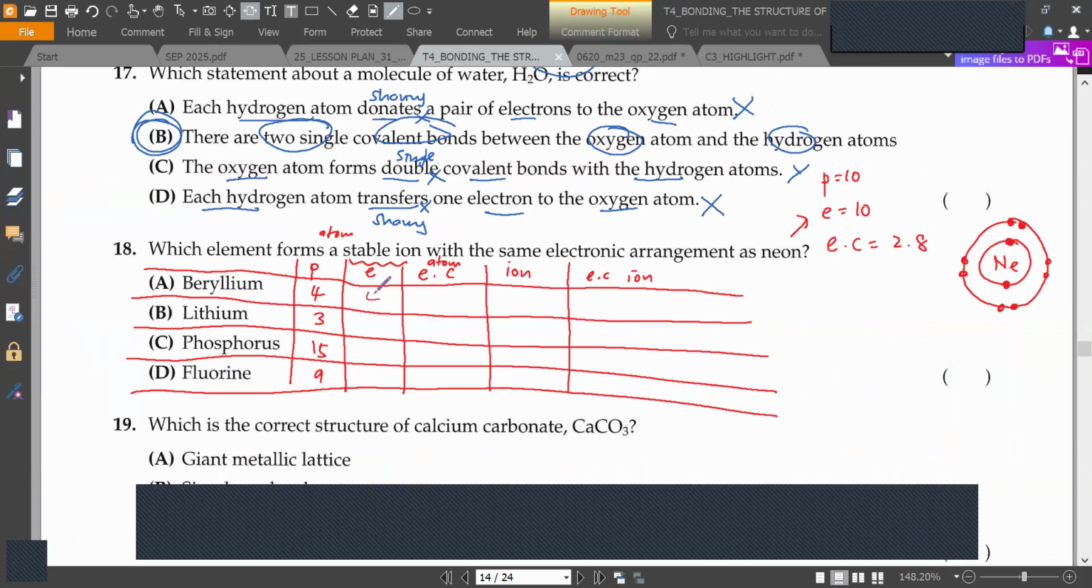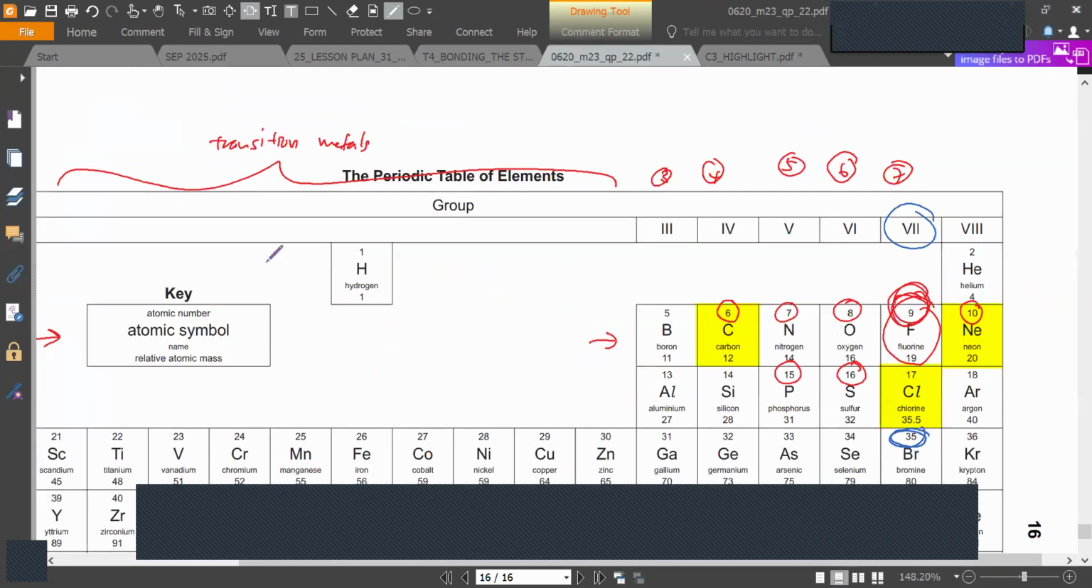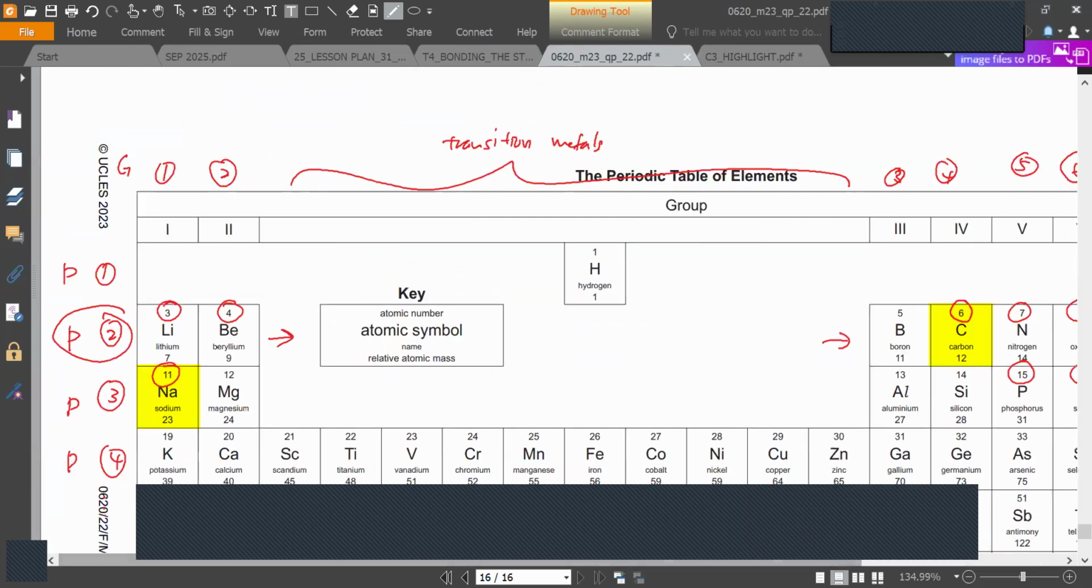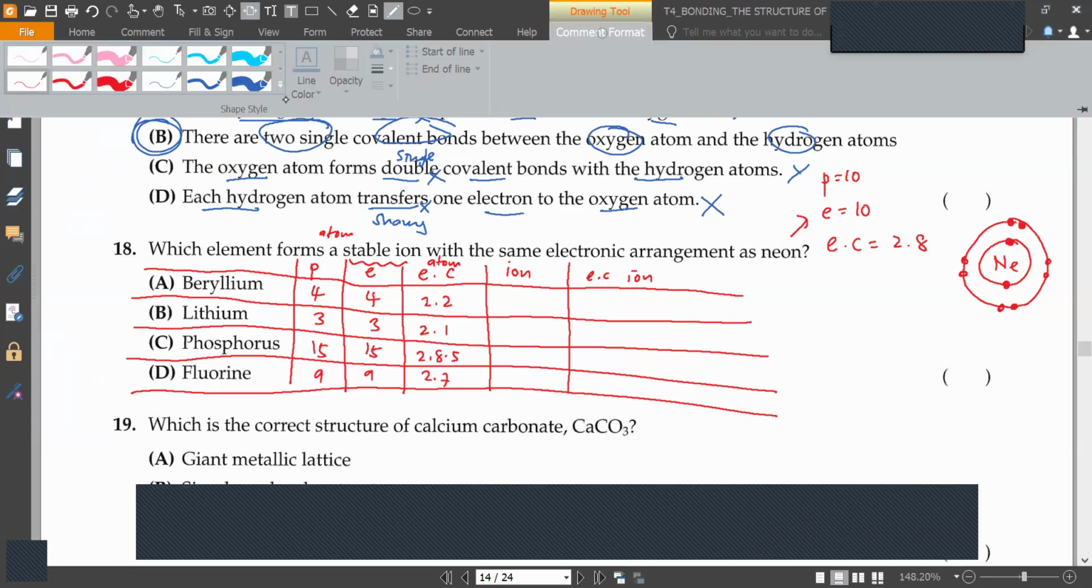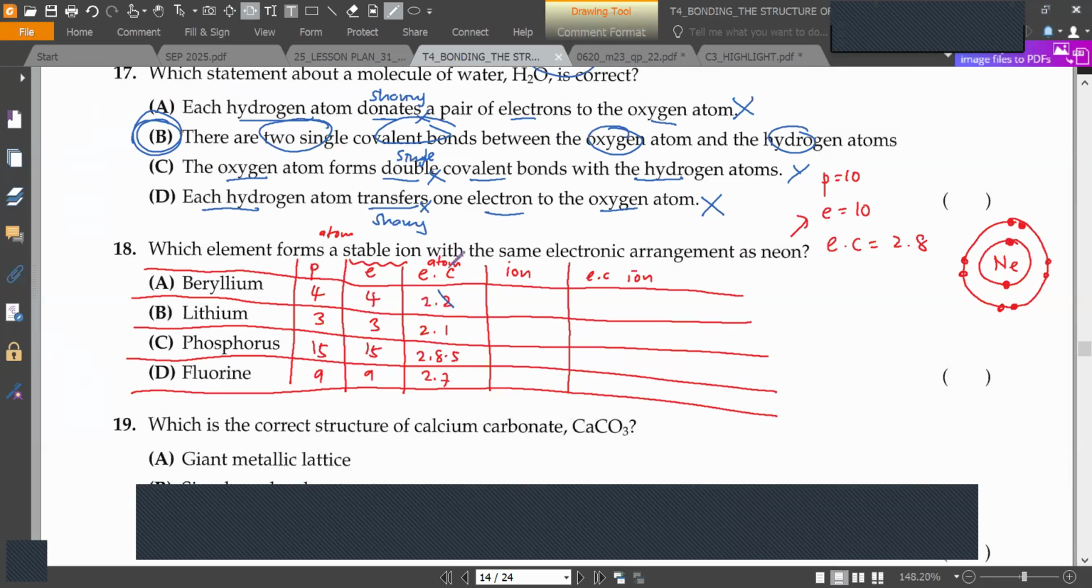The number of electrons is the same as the number of protons. Electron configuration for beryllium is 2, 2, lithium is 2, 1, phosphorus is 2, 8, 5, and fluorine is 2, 7. Beryllium is in group 2, so it will lose 2 electrons to form the beryllium 2 plus ion. Lithium will lose the outer electron to form the lithium 1 plus ion.